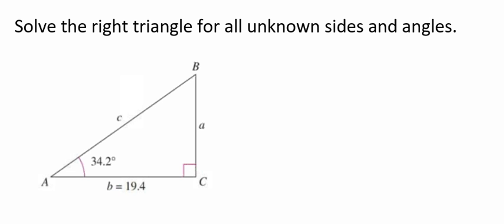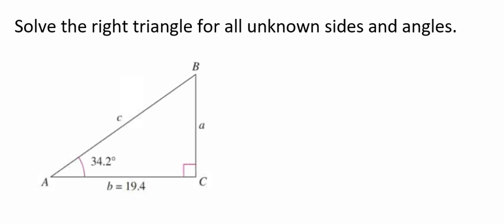In this video, we're going to be doing an example where we'll solve a right triangle for all of the unknown sides and angles. So in this example, we have triangle ABC with angle A equaling 34.2 degrees, side B equaling 19.4, and sides A and C are missing and angle B is missing. So we're going to go ahead and start by finding our third missing angle.